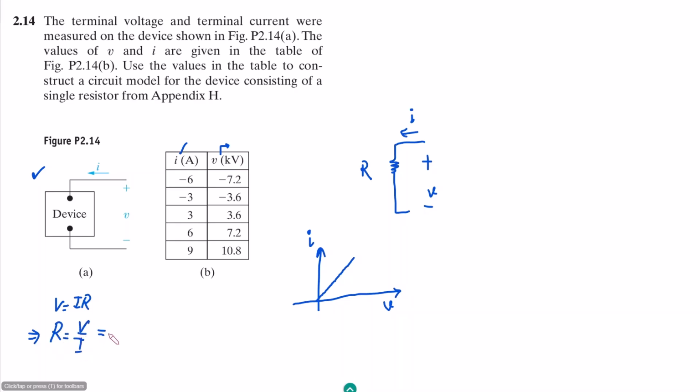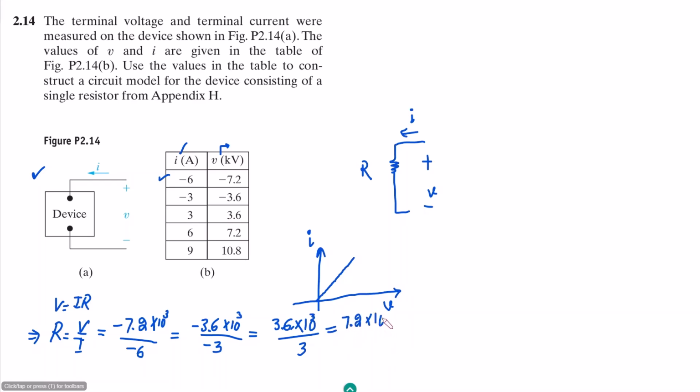Okay, let me put all these values here. So putting each one of these rows here, we can see that R is minus 7.2 into 10 to the power 3 divided by minus 6. This is equal to minus 3.6 into 10 to the power 3 divided by minus 3. Okay, this is also equal to 3.6 into 10 to the power 3 divided by 3. This is the current for this one, and 7.2.